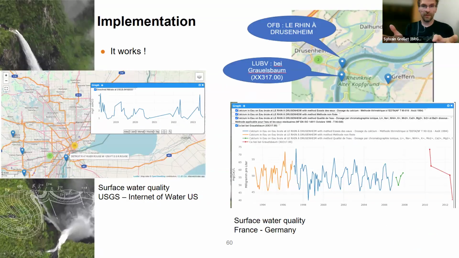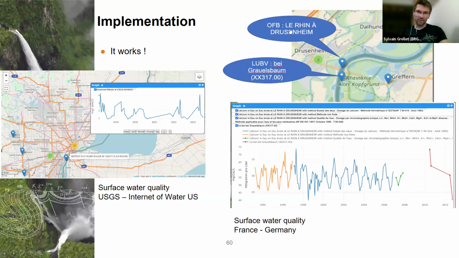Conclusion: after so much theory, it works. I just grabbed a couple of screenshots. This is an example of the test area chosen by Kyle and his team, close to Detroit, and this is dissolved nitrate at River Rouge here. That's USGS Internet of Water data. I hope I'm okay, maybe I forgot to write EPA. Yeah, I'm not a US specialist.